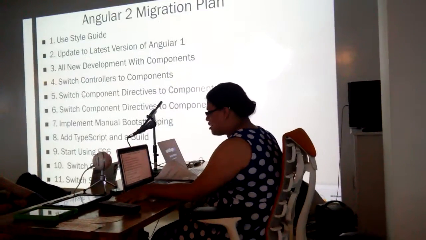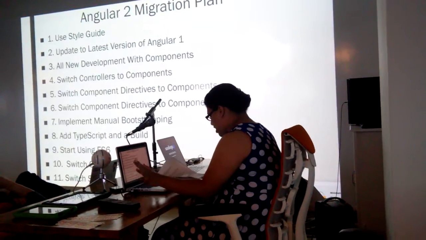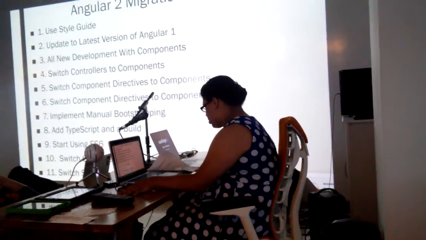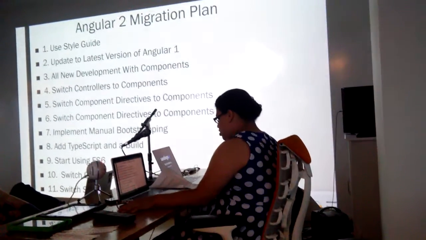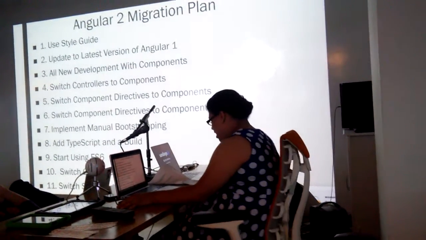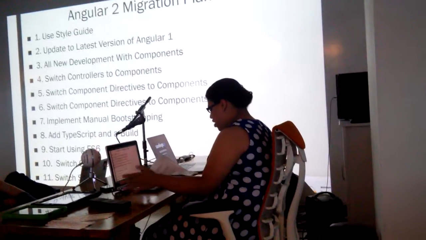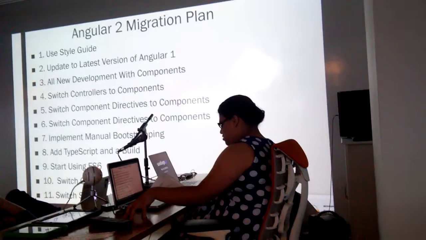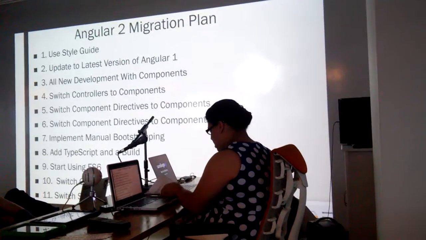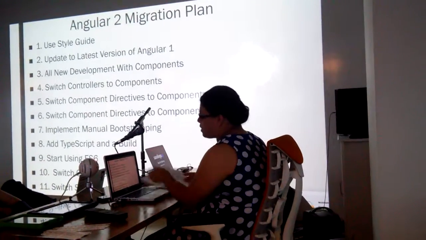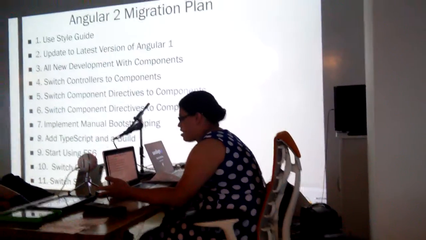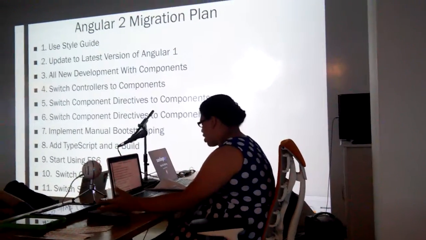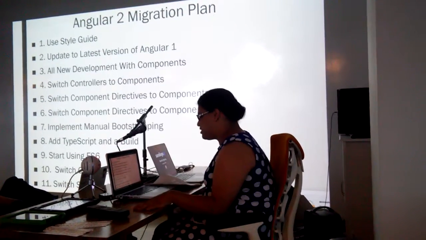Alrighty. So this is a plan to migrate over. I got it from Joe Eames, who is a Google developer. There's a style guide on GitHub, written by John Papa for Angular, and it's best to upgrade to the latest version of Angular 1, which I think is 1.5.7. And it's best to do new development with components, and to start using ES6 and ES6 practices.